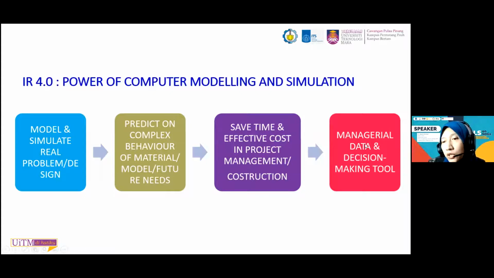And the next important thing about computer modeling and simulations is as a managerial data and decision-making tool. As I mentioned earlier, the good thing about the cloud system is how we can manage our data. Because right now we are not playing with just one data. We have multiple various data that need to be managed and applied. So how are you going to use them effectively? This comes with the software, this comes with cloud computing, this comes with IoT.